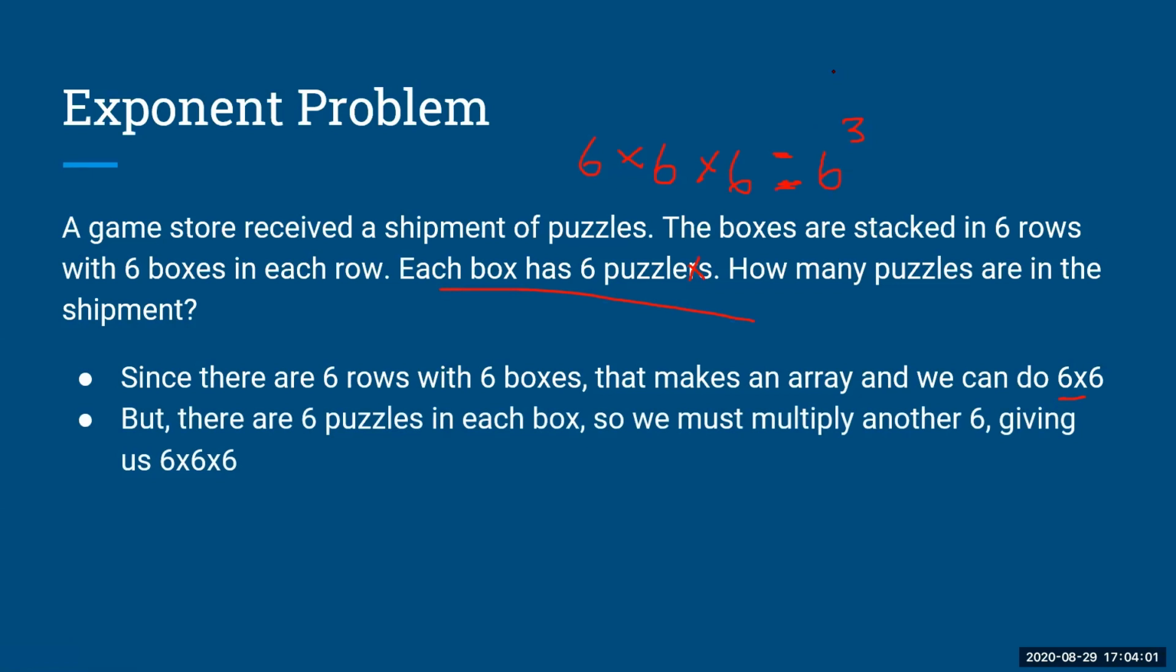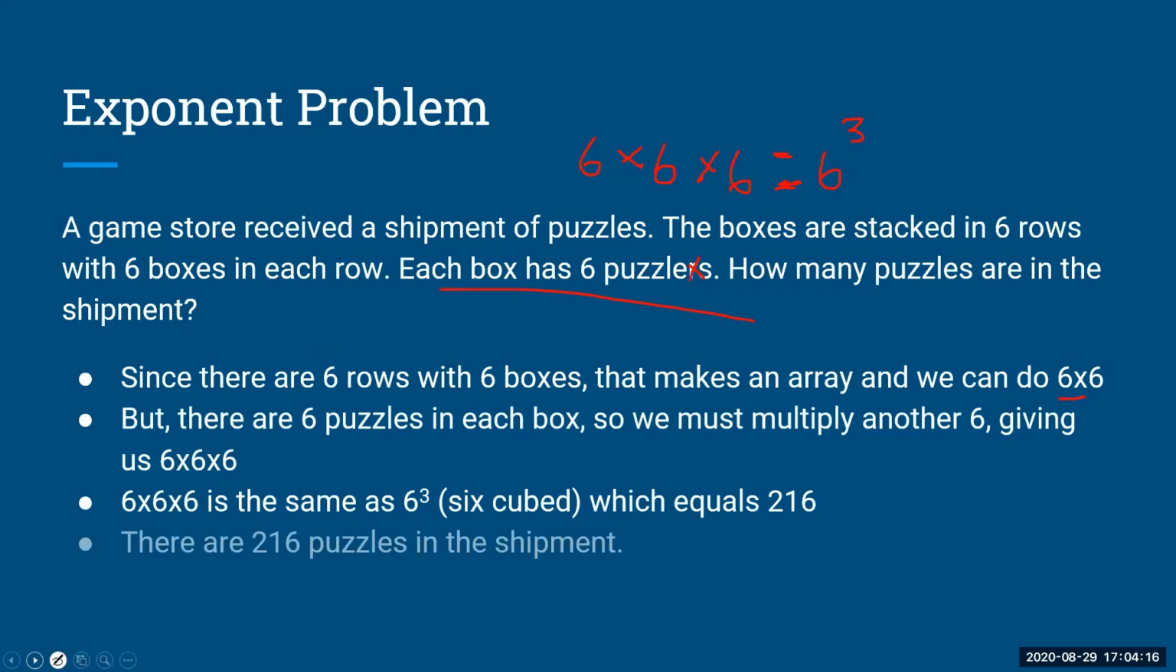Since there are 6 puzzles in each box, in this array of 6 times 6 you have to multiply by another 6, so it's 6 times 6 times 6, which is 6 cubed. So there are 216 puzzles in the shipment.